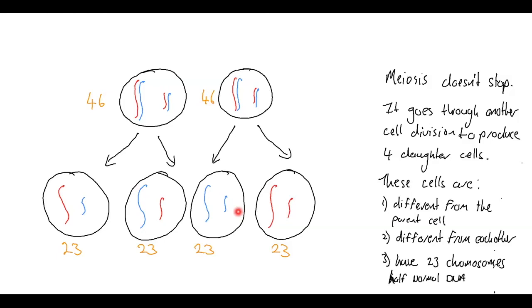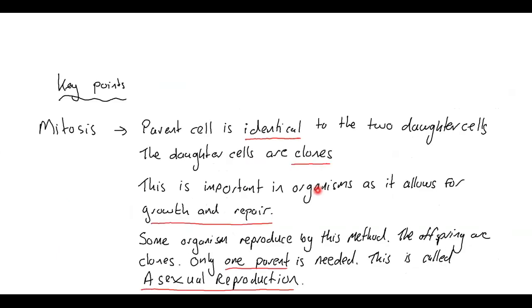It'd be really good if you rewind this video and maybe make a diagram of that in your book so you can clearly see the differences between those. And if you put it on an A4 sheet, you'll be able to see that clearly. So just to summarize, the key points.